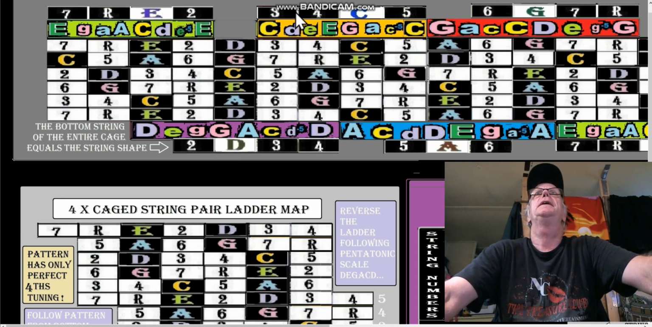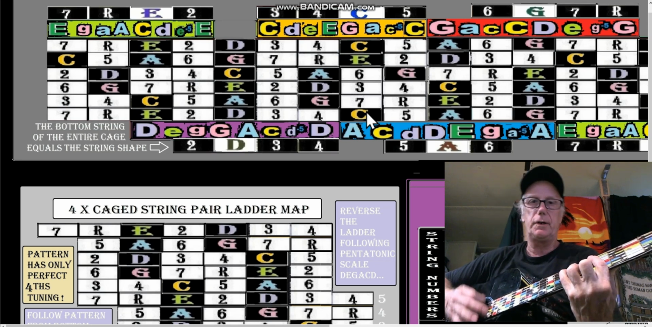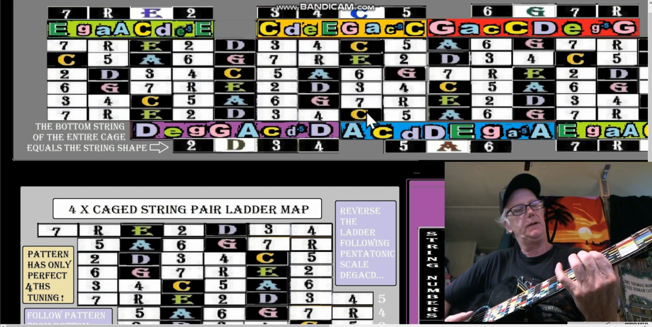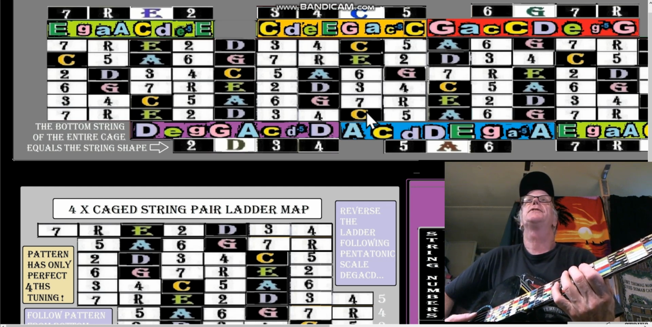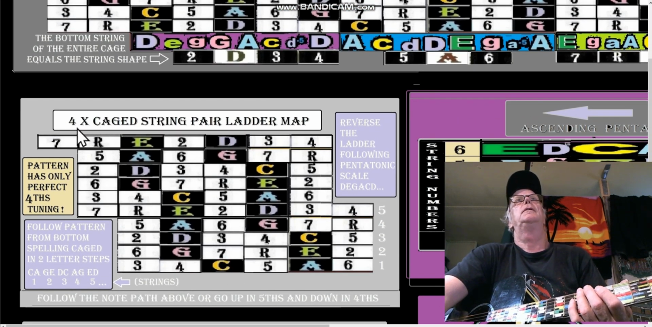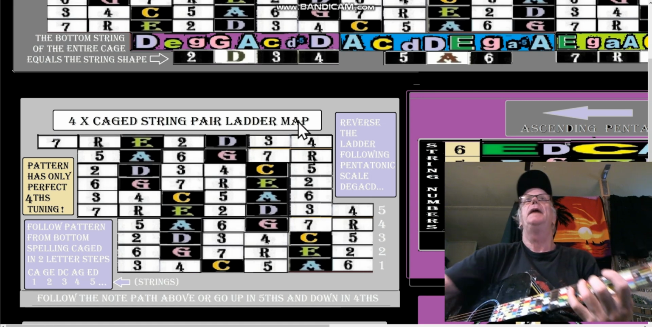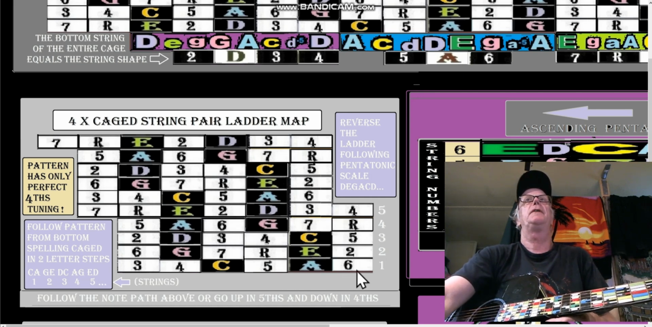The string shape in the C is 3, 4, 5 because this is the C box. When we play the C chord, a common C chord, the bottom string becomes 3, 4, 5. Okay? Now, neighbors to that C is the A, and this is where we get into our 4 by cage string pair ladder map. Okay, let's look at C on the bottom. And then the C shape leads into and shares that 5 with the A shape.